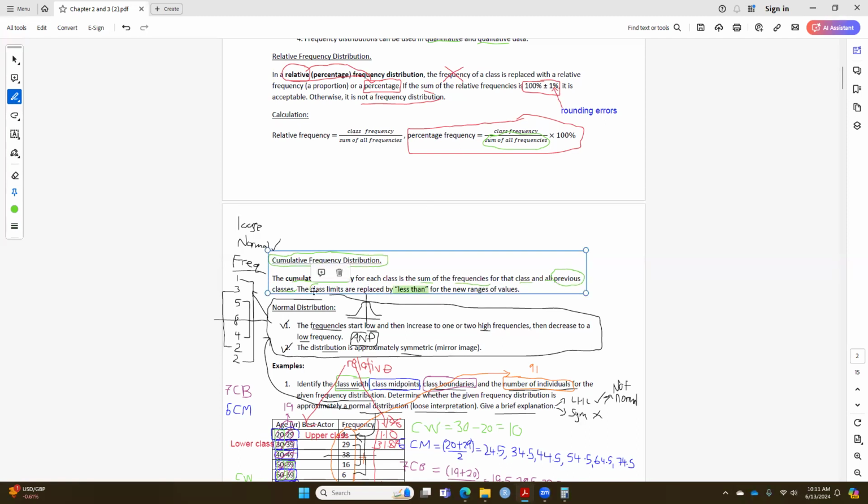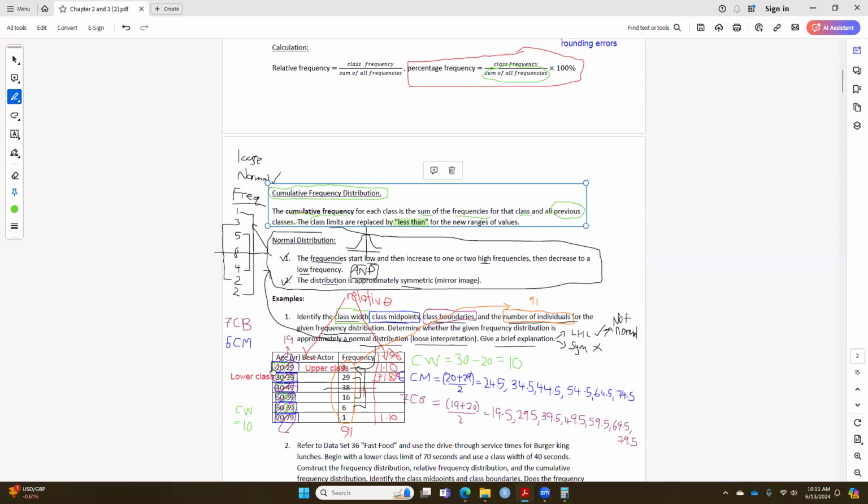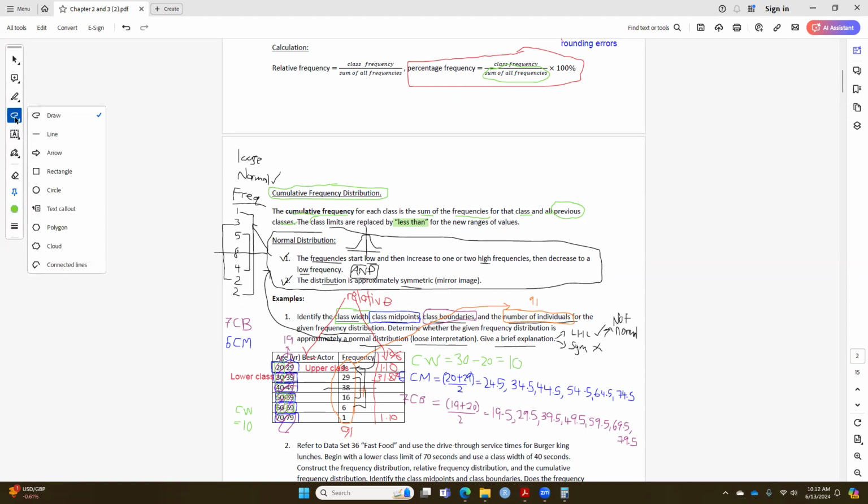So that means that in your class, you cannot use the same classes that you have found when you do your frequency distribution. You have to use different frequency classes in this case. So what do I mean in this case? Okay, so I will give you an example here.